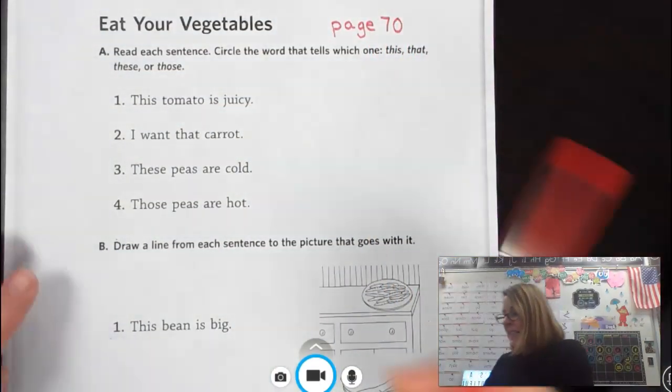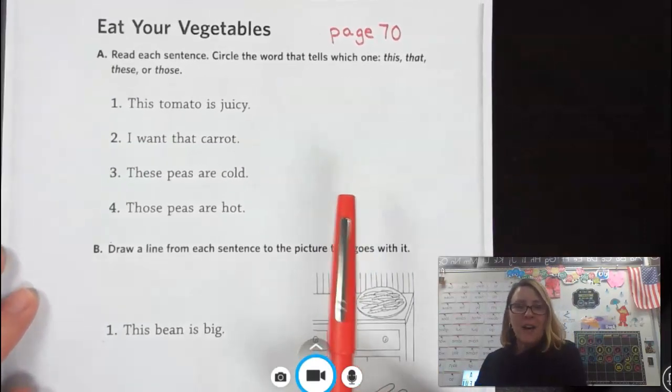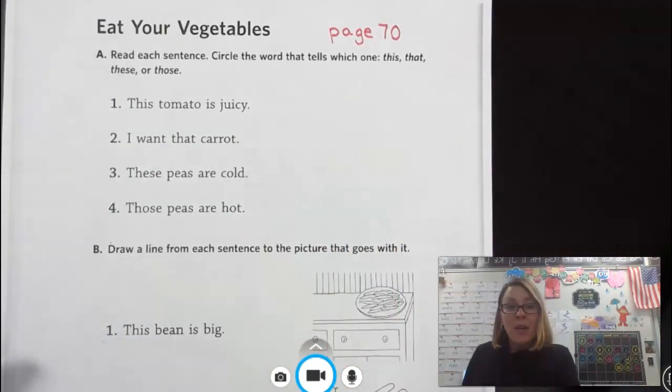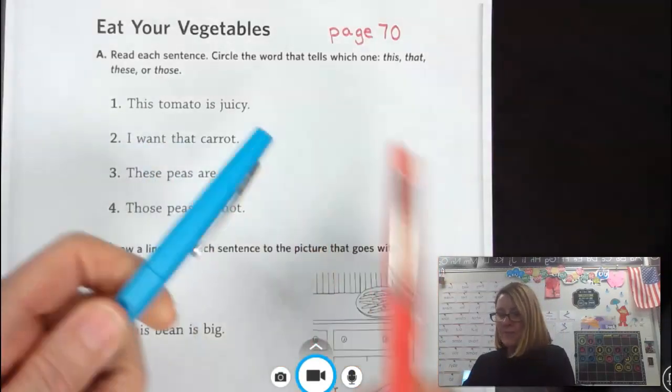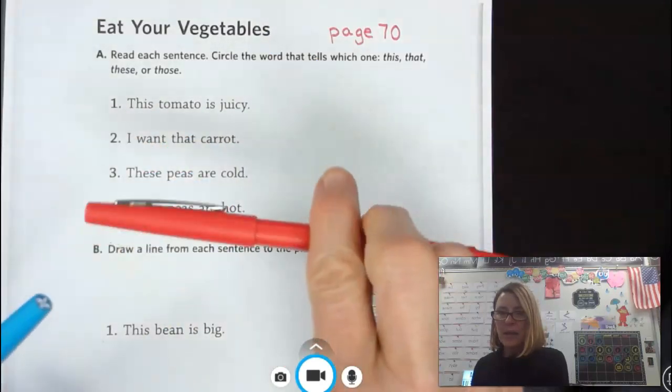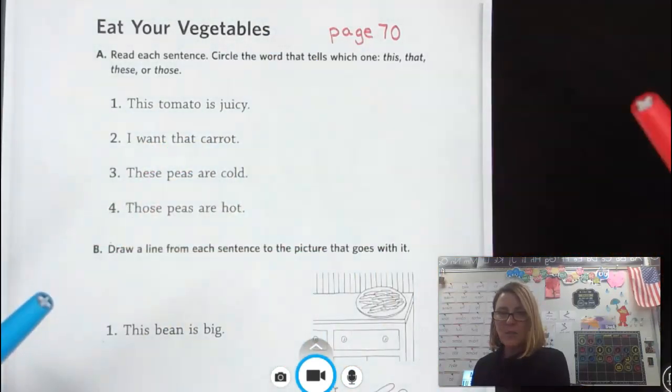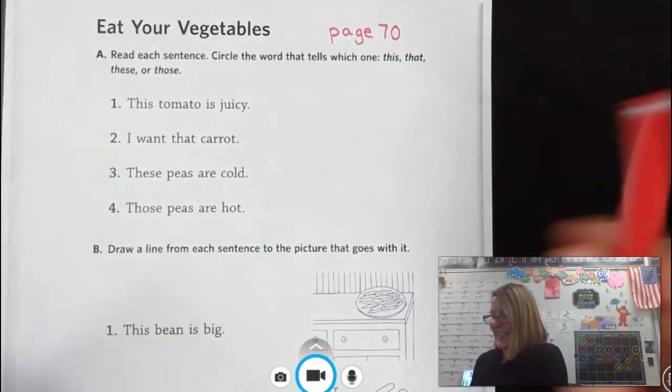All right, so this says eat your vegetables. Isn't that interesting how our grammar lesson is actually related to the poem that we're writing our opinions about, our vegetable poem? Remember that? Okay, so I've still got my red and my blue pens. This is a blue pen. This is a red pen. If I fling this red pen across the room, that pen goes way over there.